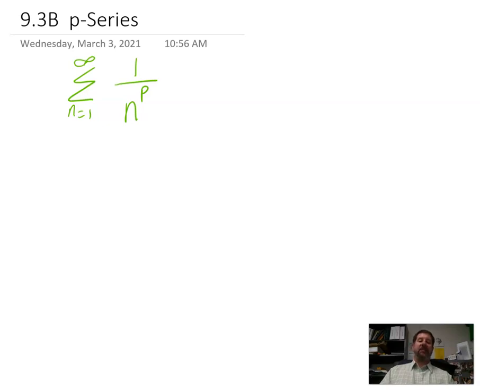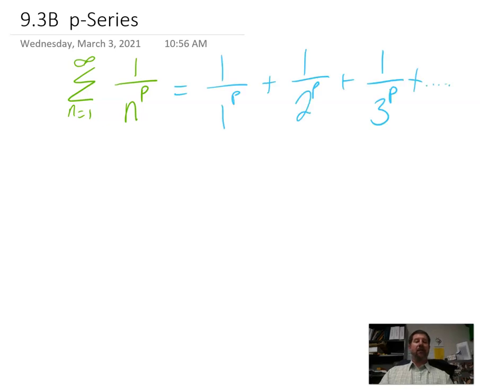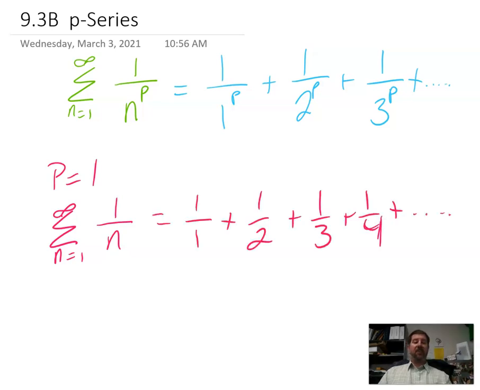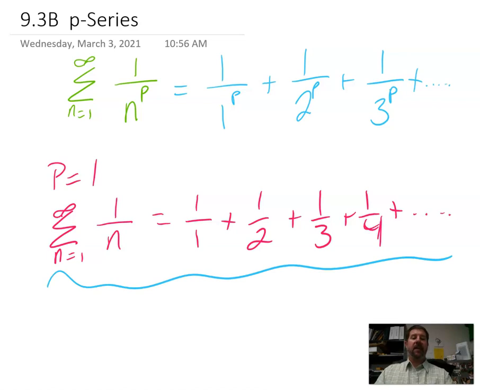In this case, this p-series, if I wrote out some terms, would look like this. Again, we're plugging in for the n, and that power stays the same, whatever the power is. If p were to equal 1, I get the series of 1 over n, which is this friendly series that we've talked a lot about lately: 1 over 1 plus 1 over 2 plus 1 over 3 plus 1 over 4 plus, and so on. And this series has a special name, okay? This series is known as the harmonic series.